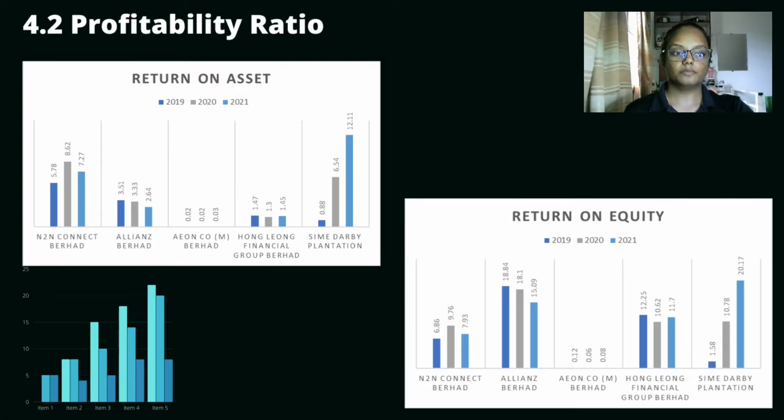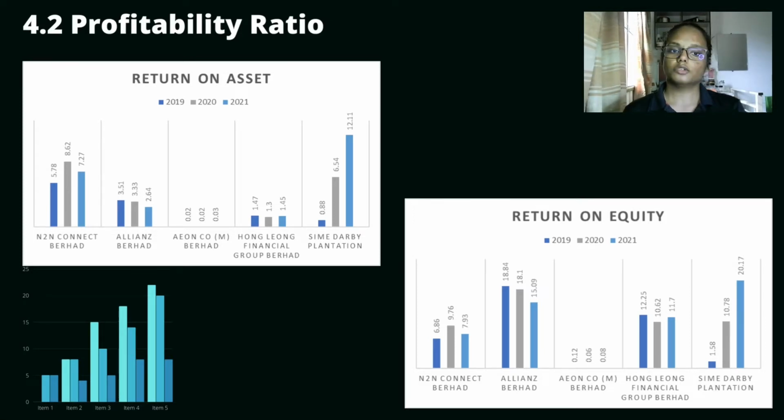As for Alliance Berhad, the return on asset decreased from 3.51% to 2.64% from 2019 to 2021. The corporation may have over-invested in assets that haven't increased revenue, according to the declining return on asset. In contrast, Hong Leong Financial Group Berhad's return on asset varies relatively little, from 1.47% in 2019 to 1.3% in 2020, before rising to 1.45% in 2021. This demonstrates that these businesses haven't been making the most use of their resources to boost sales. The same thing occurred to Aeon Company Berhad, which saw its ratio remain steady from 2020 to 2021.